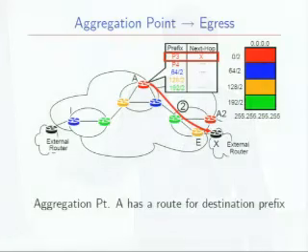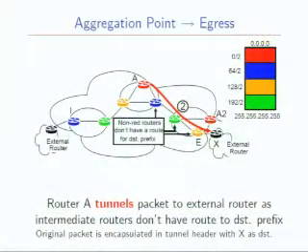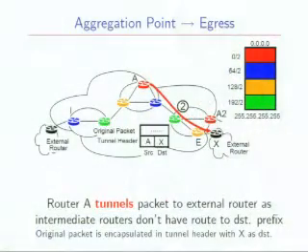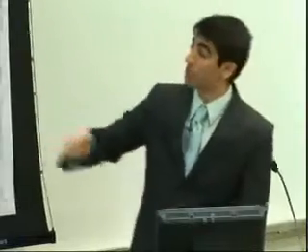Once the packets get there, router A has a route to the destination, and so it knows that the packets need to be forwarded to external router X. However, the packets can't be forwarded in the normal hop-by-hop fashion, because the routers along the path, the blue, the green, and the orange router, don't have a route to the destination prefix. So they'll probably end up sending the packets back to router A, resulting in a routing loop. To avoid this, router A tunnels the packets. That is, it encapsulates the packets in an extra header such that intermediate routers only need to forward packets destined to external router X, which they can do normally.